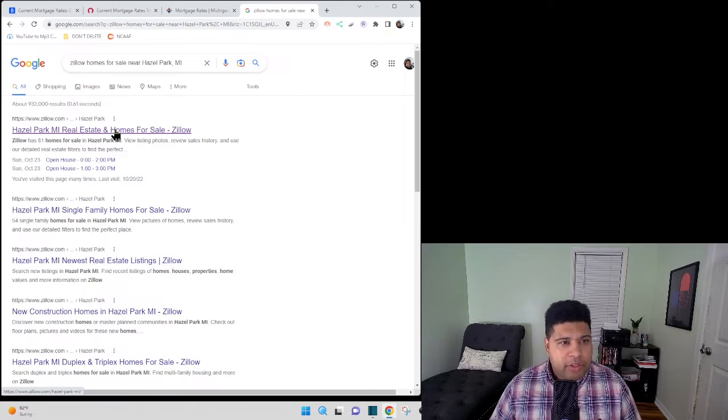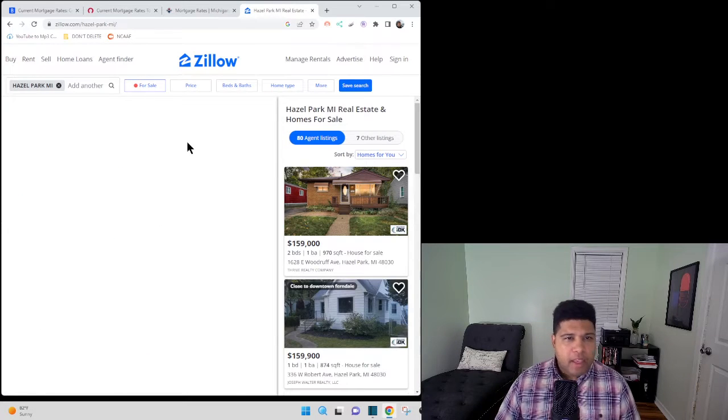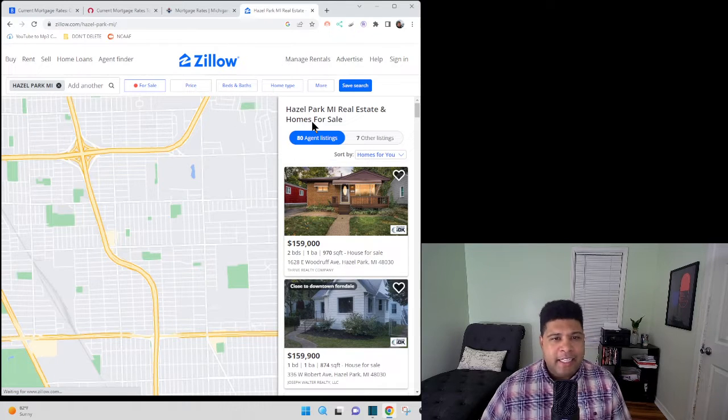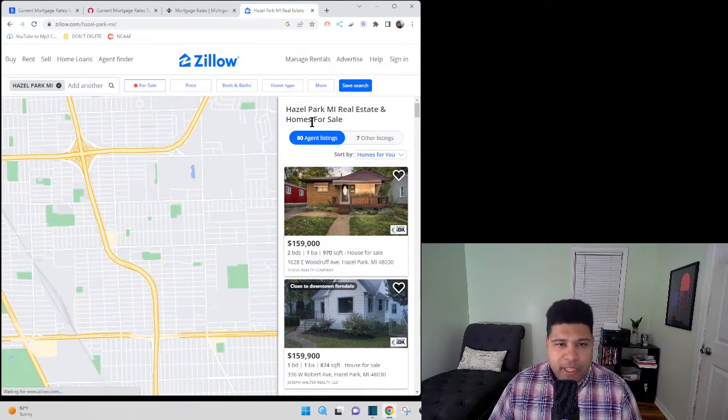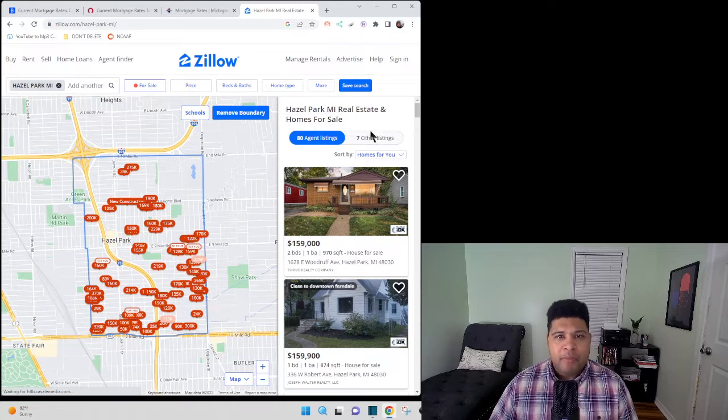Then I usually just click on the first thing that comes up. I like Zillow because it's really easy to use. I know you can get the same thing on Realtor or Redfin, and there's a bunch of similar sites, but I've always been a big fan of Zillow. I don't know why. When you first do that, you get a box around the city you picked, and then you have all the homes listed.